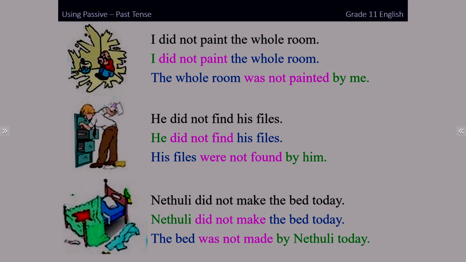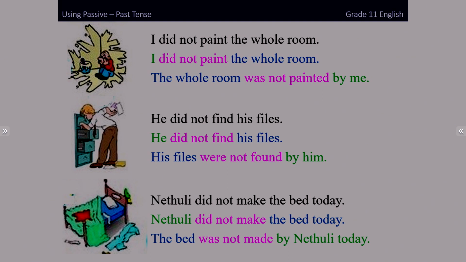I told you to identify subject, verb and object. So, this is how I have done it. I have used three colors. What is the subject? I is the subject. What is the verb? Did not paint is the verb. You don't just take the word paint. Did not paint is the verb. And what is the object? The whole room is the object.